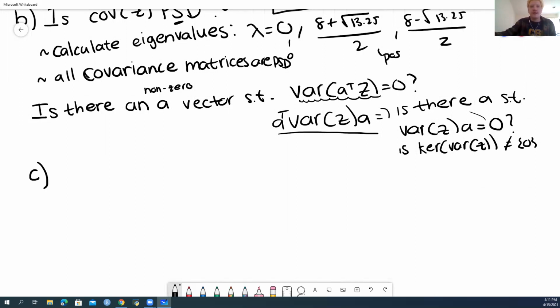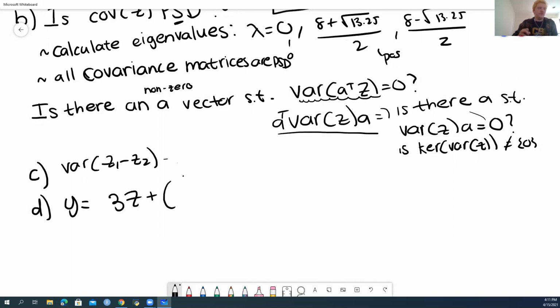Okay. So then I think C and D are also pretty easy. C is just find the variance of Z1 minus Z2. I think you can all do that. Just rewrite it as you did with the X's basically. D, I want to just note something. It says, let Y equal a constant, so I'll just say 3Z plus (1, 2, 3).